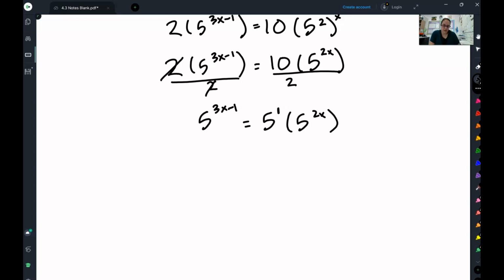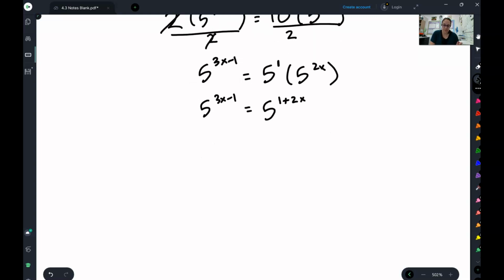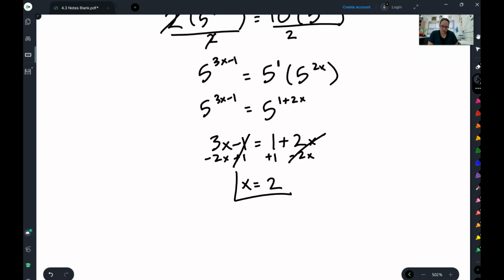So I know my rules of exponents. If I'm multiplying, then I can add the exponents. So I can add the exponents together. And now I finally have 1-to-1 property. So now that I have 1-to-1, set them equal to each other, and solve for x. So I get x equals 2.